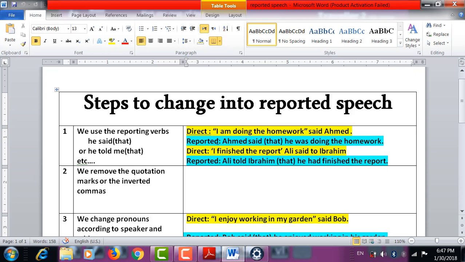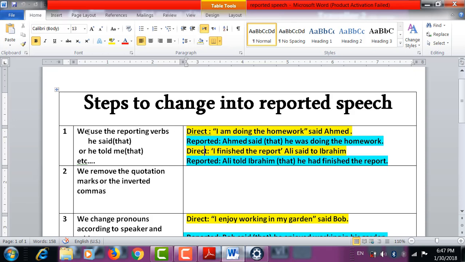And here we have the reported sentence. If someone said, "I'm doing the homework," said Ahmed, and you can't hear him, you say, what did he say, please? I say, Ahmed said that he was doing the homework. Note that we made a lot of changes. These changes are what we will study in this part of the grammar.